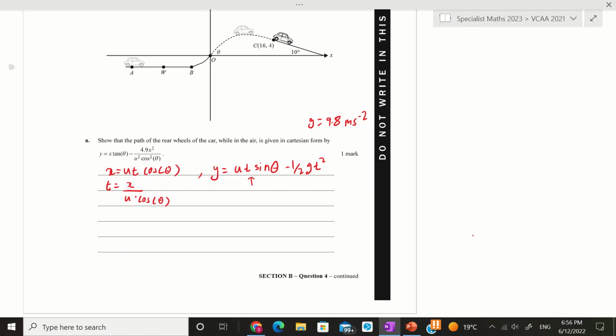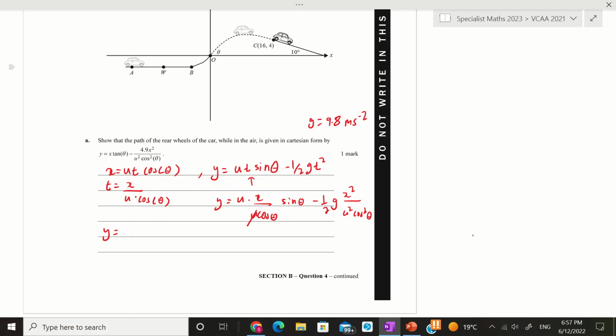Okay, and then when I sub what I have for t in terms of x, u, and cos theta into this equation here, what I'm going to get is y is equal to u times x on u cos theta times sine theta minus 1 on 2 g t squared, which would just be x squared on u squared cos squared theta. Okay. What do we notice from here? How can we simplify this?